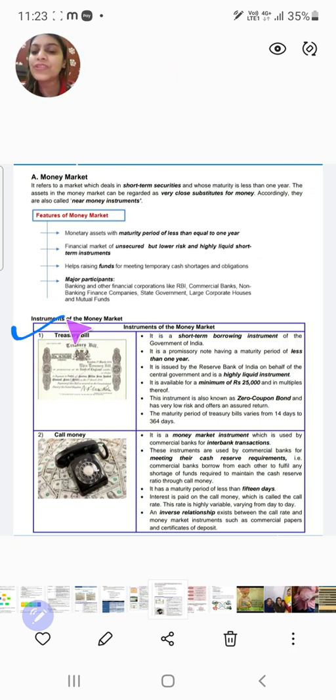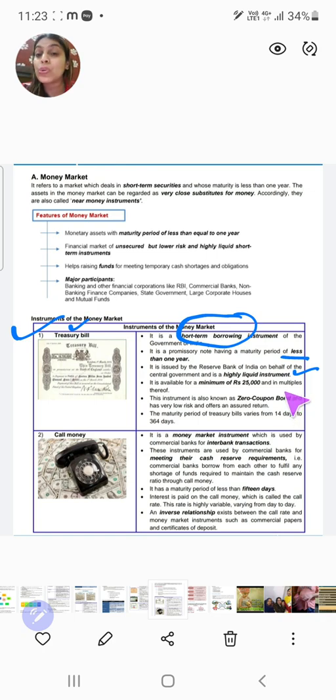The first one is Treasury Bill. Treasury comes from the government. The RBI, on behalf of the Government of India, issues the Treasury Bills. They are short term borrowings of the Government of India. That's why the name is Treasury, because they are by the Government of India. They have a period of less than 1 year, and the RBI issues them on behalf of the central government. Basically they are highly liquid instruments. They are easily redeemed and available in liquid form.